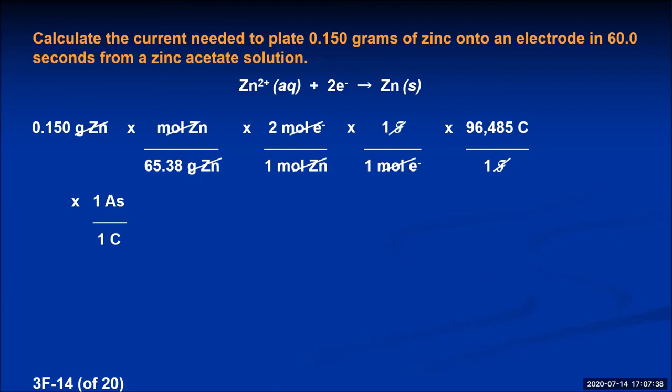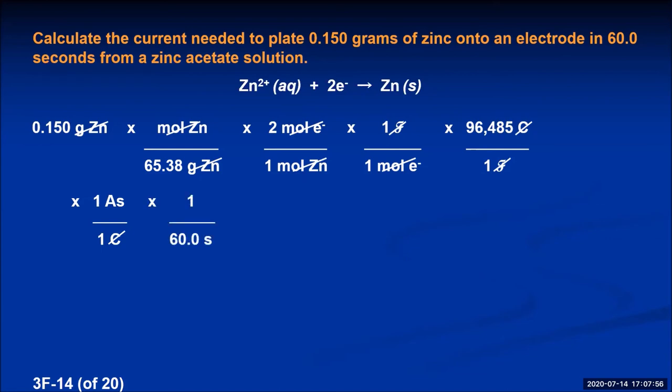So I'm going to multiply by 1 amp second over 1 coulomb, so the coulombs cancel out. And I now have the units of amp seconds. If I only want the units of amps, I've got to get rid of the seconds. So that means my last step is divide by the number of seconds that the current is run. And they said 60.0 seconds.